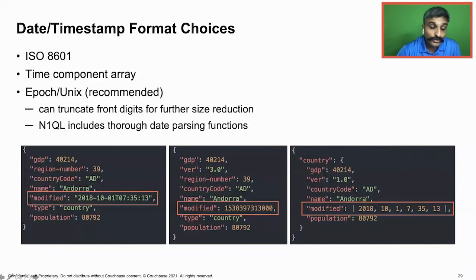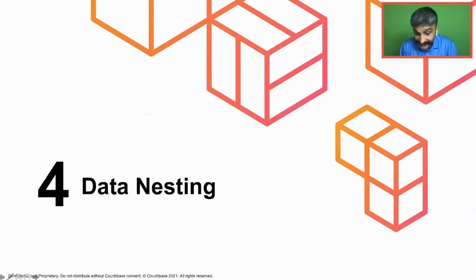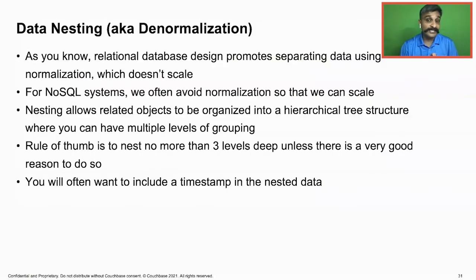right? So talking about data nesting now. As you know, relational database promotes separating of data using normalization, which does not scale. But for NoSQL systems, we often want to relax the normalization. I don't want to use the term avoid. I want to use the term relax normalization so that you can scale. Nesting allows related objects to be organized into hierarchical tree structures where you can have multiple levels of grouping. Okay, the rule of thumb is you don't want to do more than 3 levels of nesting, right? So you might also want to include timestamp in the nested data.